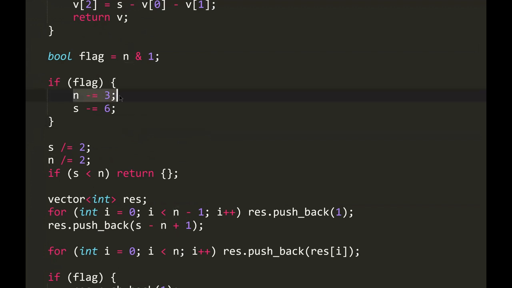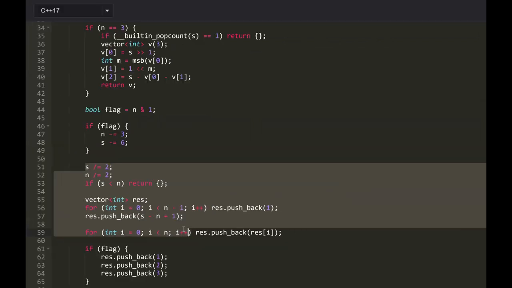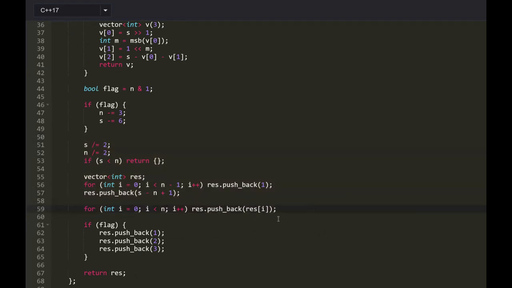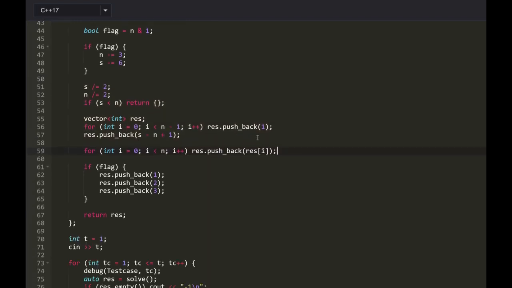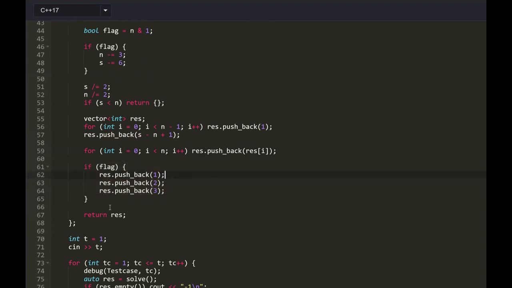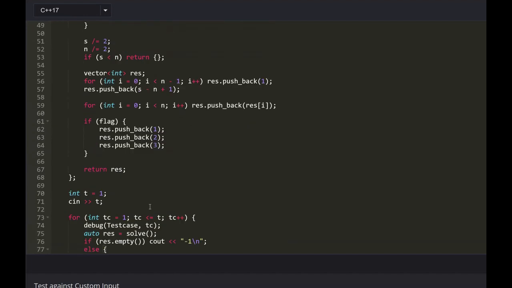For that, I have already reserved 3 positions and I have reserved 6 from s. And then I have been just writing the code for even numbers. Once I'm done with the even numbers, yeah, this is the code for even numbers. And after that, at the end, if flag is true, basically if n was initially odd, I'm just pushing 1, 2, and 3 at the end of the vector and then returning the answer. And here I have just printed it.